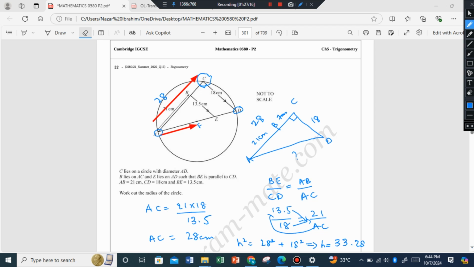I want to find out the radius, just taking it half. So radius r is equal to 33.28 divided by 2, which is 16.64 centimeters. Clear? That was question number 22. I hope you all understood this. Moving to the next question.